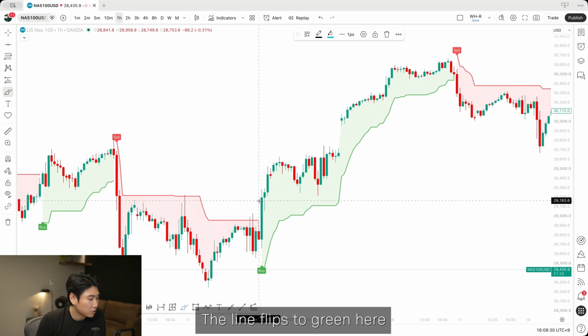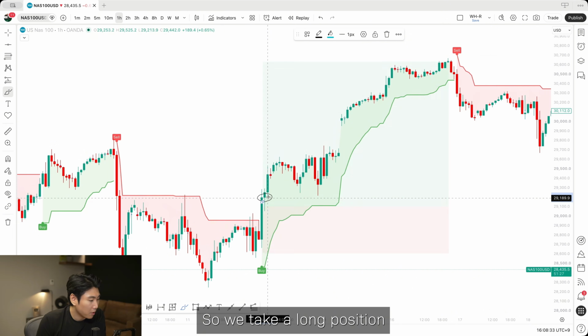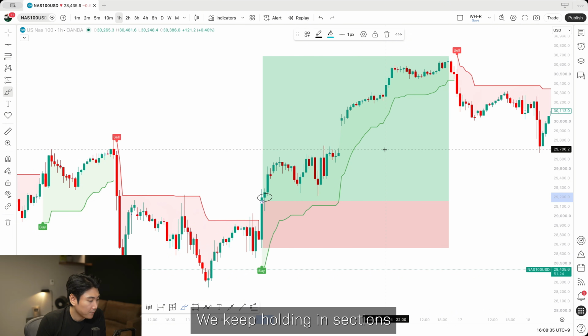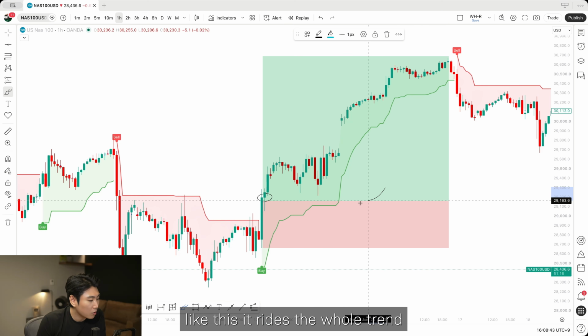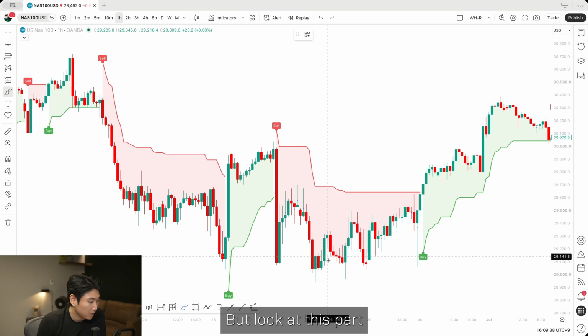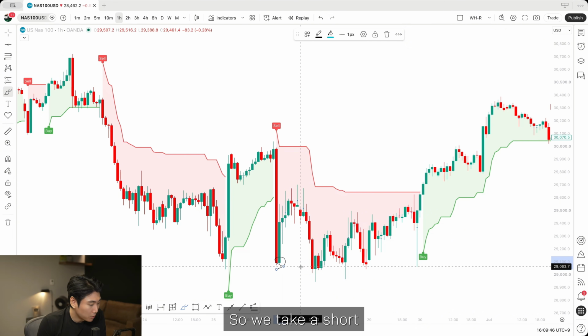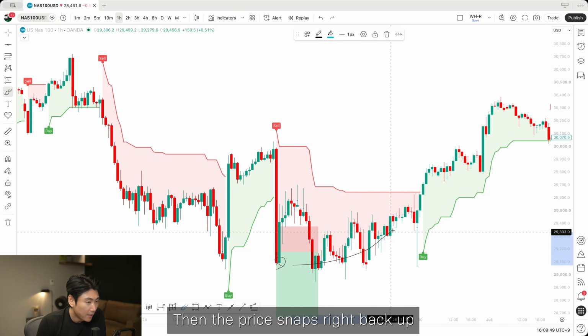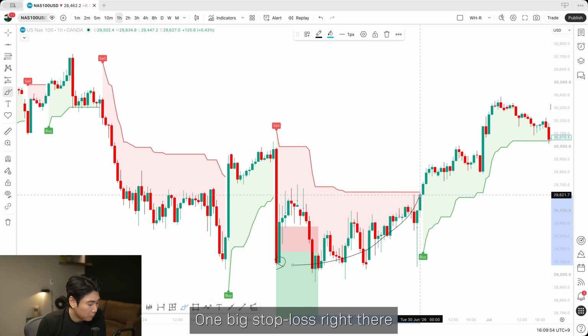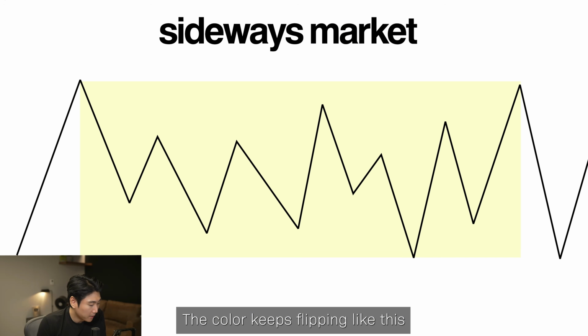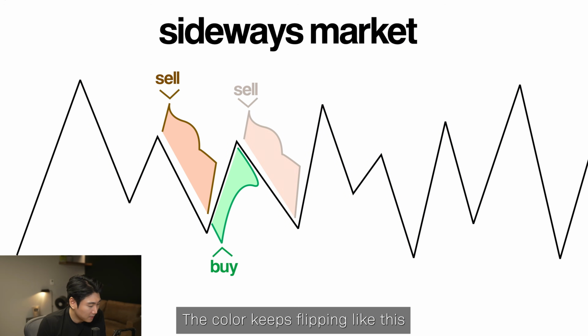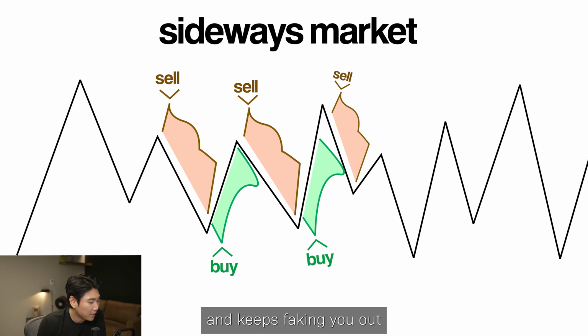The line flips to green here, so we take a long position. The color stays green, we keep holding. In sections like this, it rides the whole trend with perfect timing. But look at this part, the line flips to red, so we take a short, then the price snaps right back up. One big stop loss right there. In a sideways market, the color keeps flipping like this and keeps faking you out.